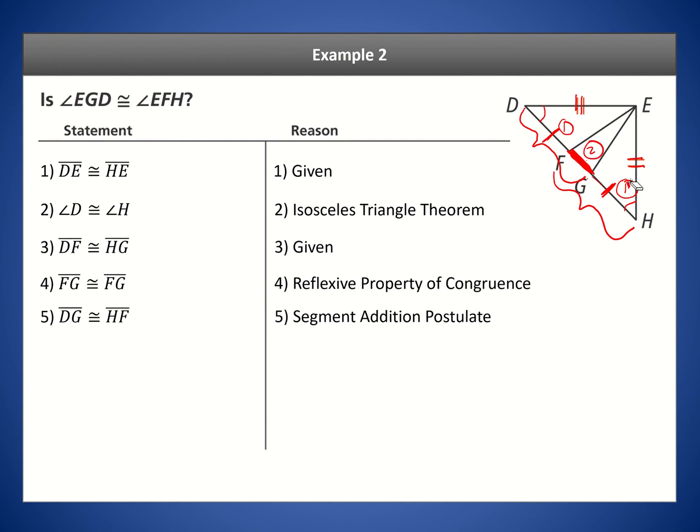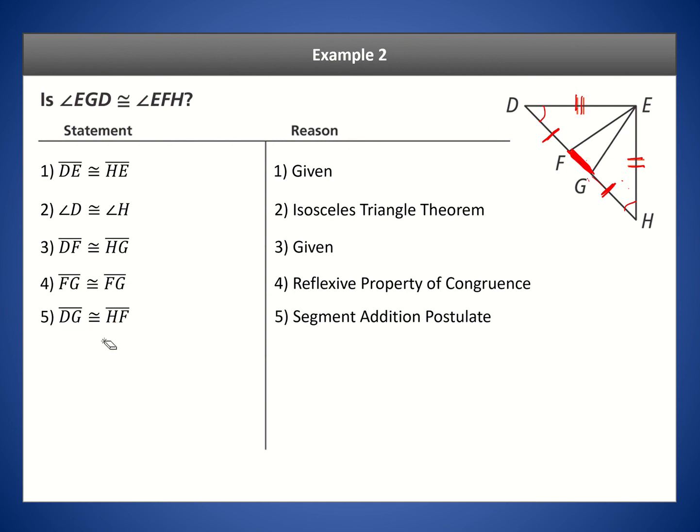Let's put it another way. So for example, if I know that DF is 3 inches, and I know that HG has to be 3 inches as well because they're the same. And if FG is 2 inches, well, 2 inches is equal to itself. And I know that 3 plus 2 is 5, and 2 plus 3 is 5. And so they add up on both sides to the same length, which is how we said that DG is congruent to HF.